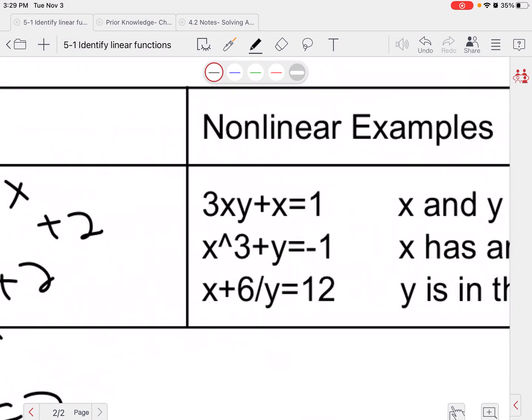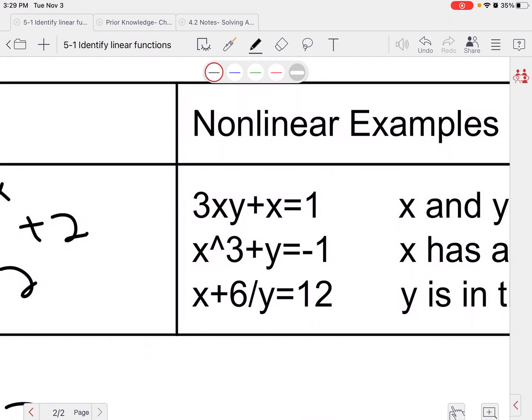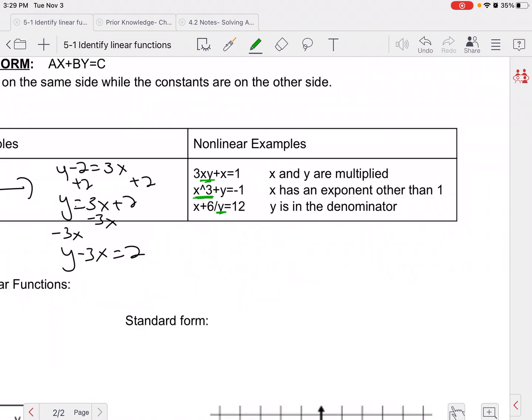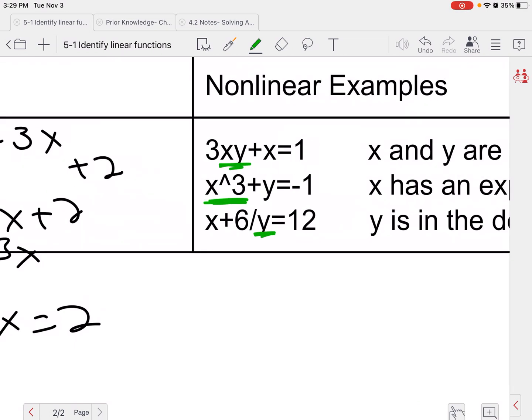Nonlinear examples are like if we're multiplying x and y together. That's a no-no; that's not linear. If we have any exponents besides 1, that's not linear. If we're dividing by a variable, that's not linear. It doesn't matter that x and y are on the same side, because we're doing other things to the x and the y. That's the problem.